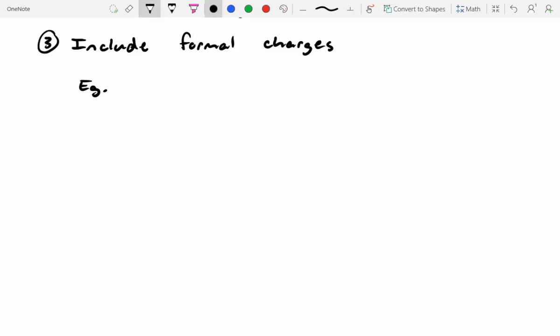Let's compare this compound to this compound, where the central carbon's got a positive charge on it. They look pretty similar. The only difference is that positive charge. There's a lot more going on, right? What's the hybridization for that central carbon for the one on the left?